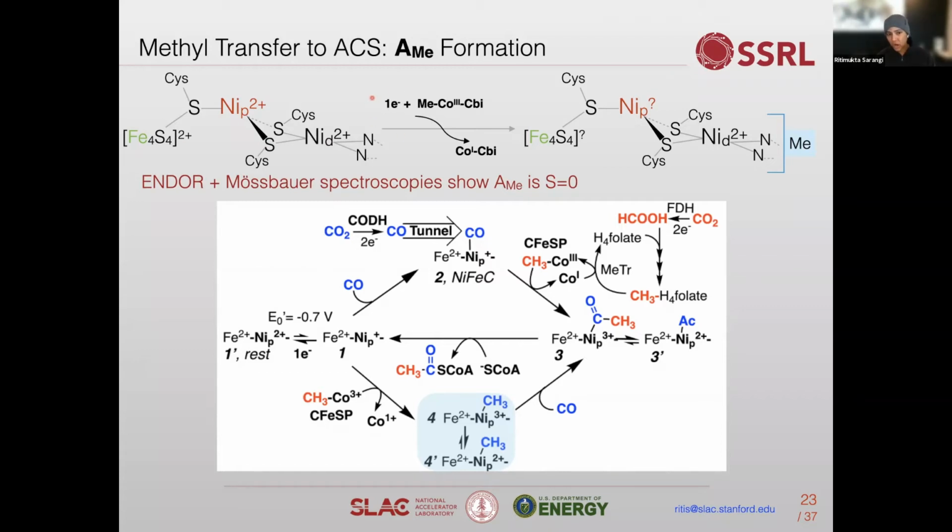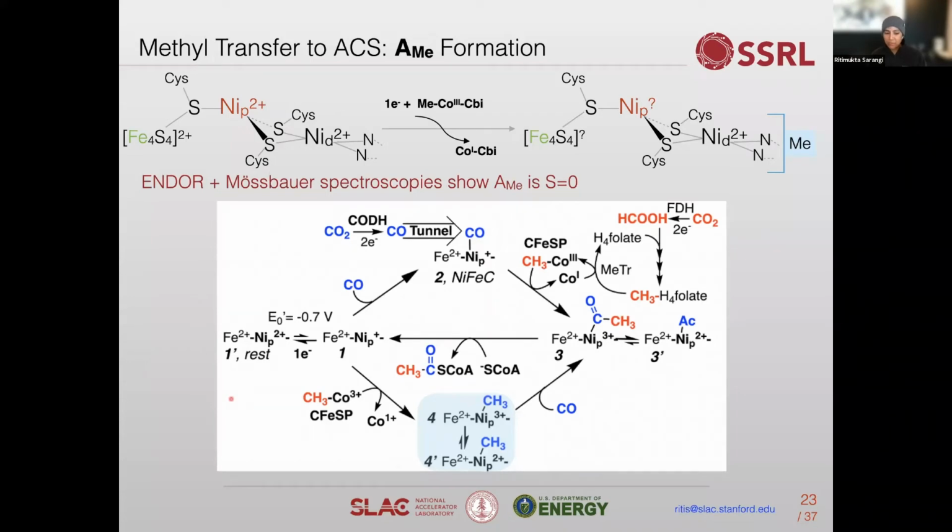When you add an electron, you should get a half integer spin species, which should be either EPR active, or you should see the signal at least in your ENDOR or Mossbauer data. But it turns out ENDOR and Mossbauer spectroscopy tell us that the methylated intermediate that we are generating is actually diamagnetic. There is no change in the iron and there's no change in the nickel from a spin perspective. And so I'm kind of letting the cat out of the bag in the beginning a little bit, but I thought it was important to establish it in the beginning, otherwise it may become confusing.